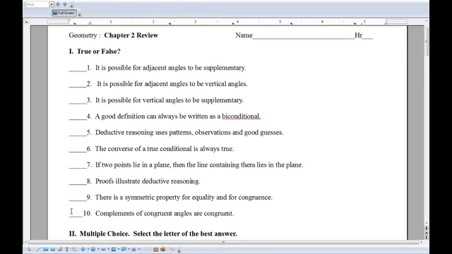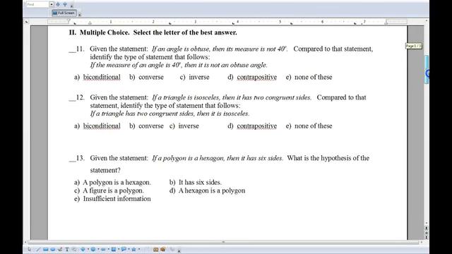All right, moving out of true and false, moving into some multiple choice questions that are going to simulate what's on the test.